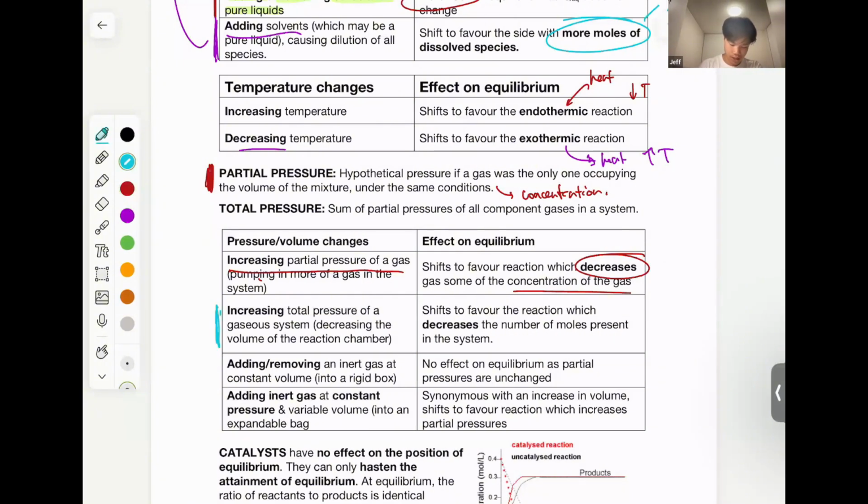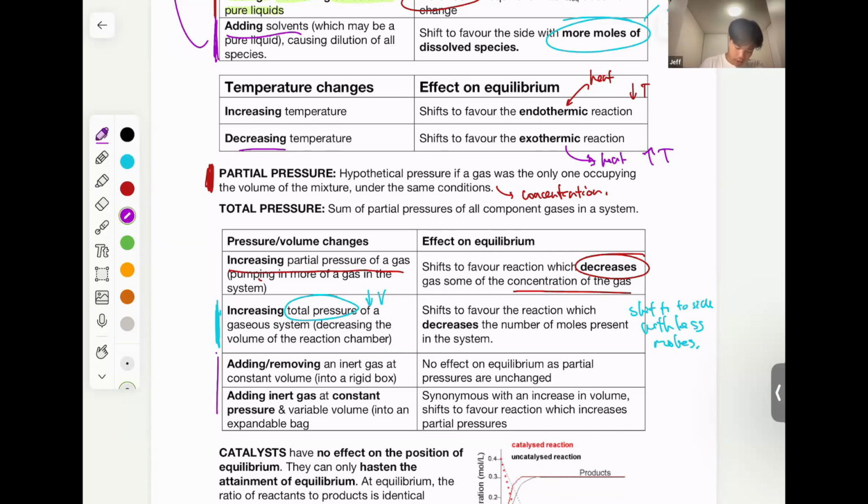This is different to saying I increased the total pressure or I decreased the volume. In that case, where you increase total pressure or decrease the volume of the system, it will shift to favor the side with less moles. So if it was increased total pressure, you would shift to the side with less moles, because this brings your pressure back down and hence resists the change.